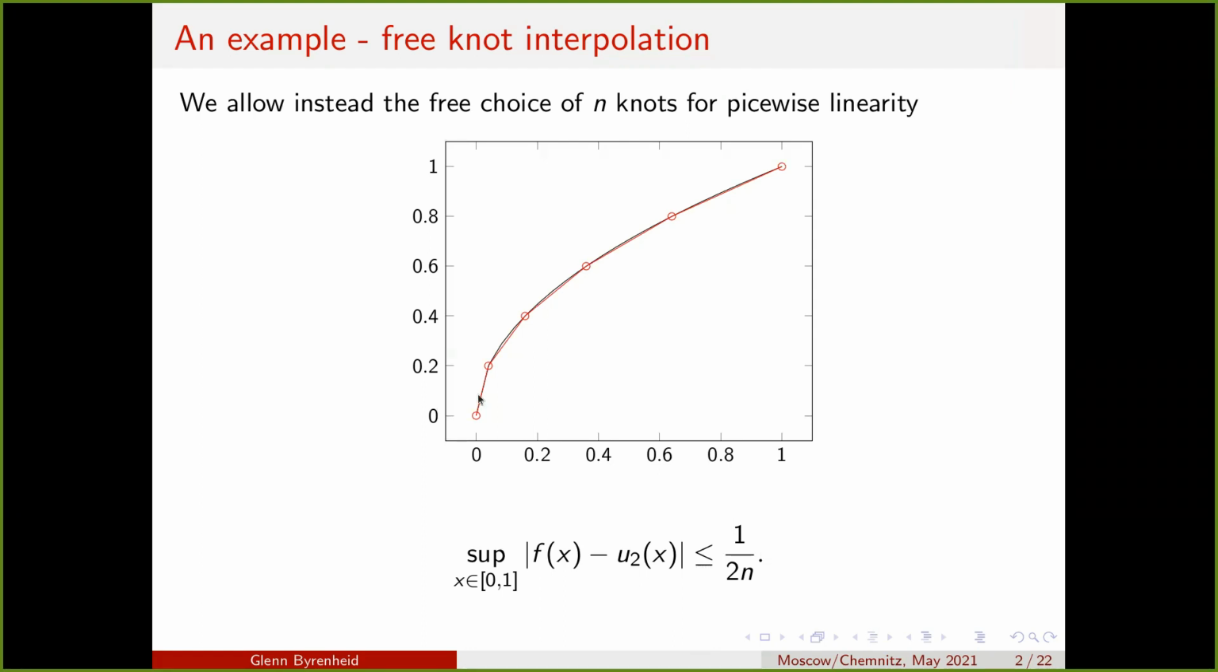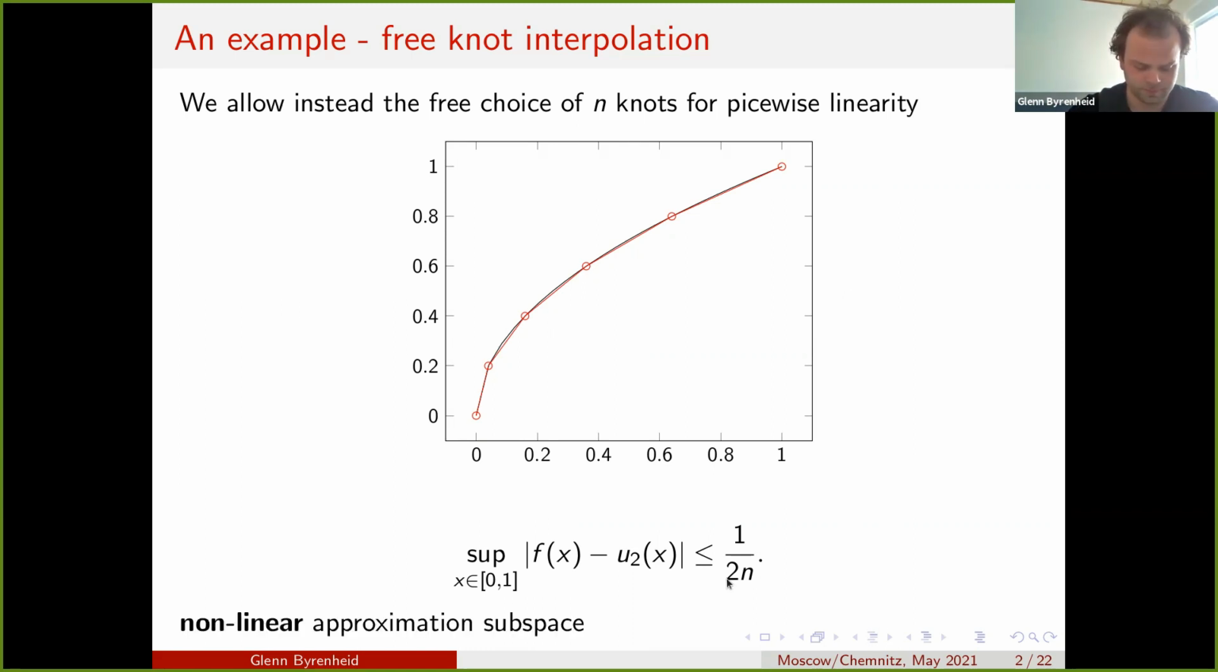Now we have to interpret this. These knots here are chosen dependent on our function f. This can be interpreted as an approximation by a nonlinear subspace. And as we see here, we have a better rate. So later we will come back to this example.